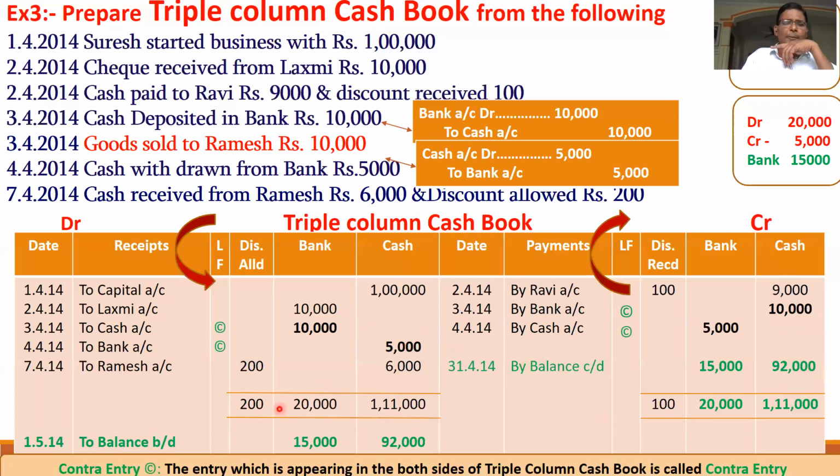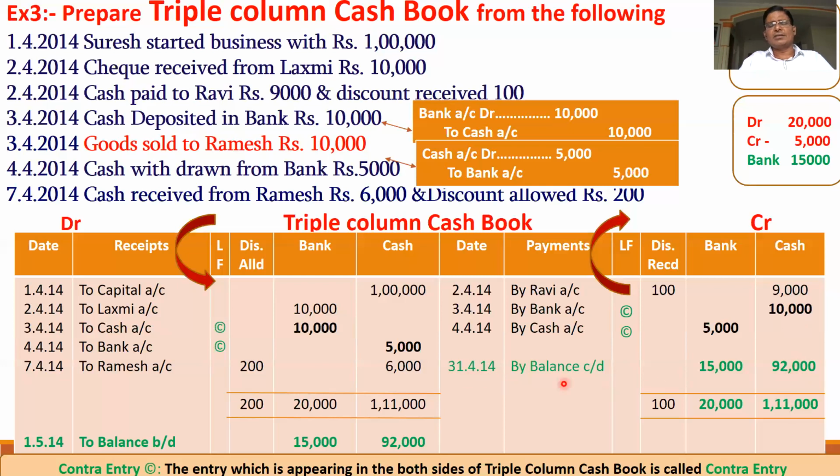Let's come to the bank column. The total debit side of the bank column is 10,000 and 10,000, that is 20,000. And what is the credit side? Only 5,000. So 20,000 minus 5,000, 15,000 is the bank balance. The bigger total is taken to the opposite side as well. 20,000 minus 5,000, 15,000. 1,11,000 minus 19,000, 92,000.